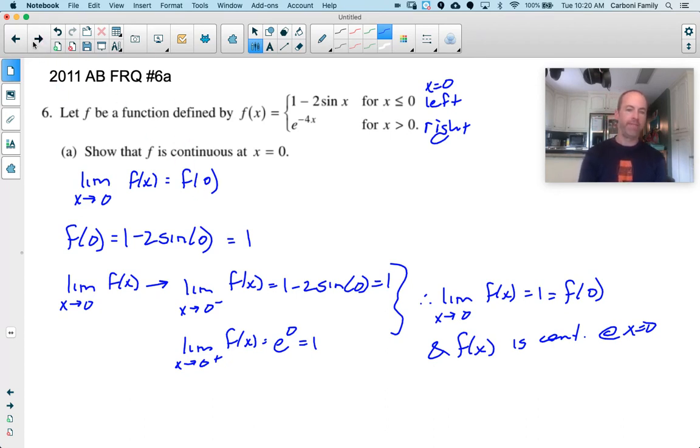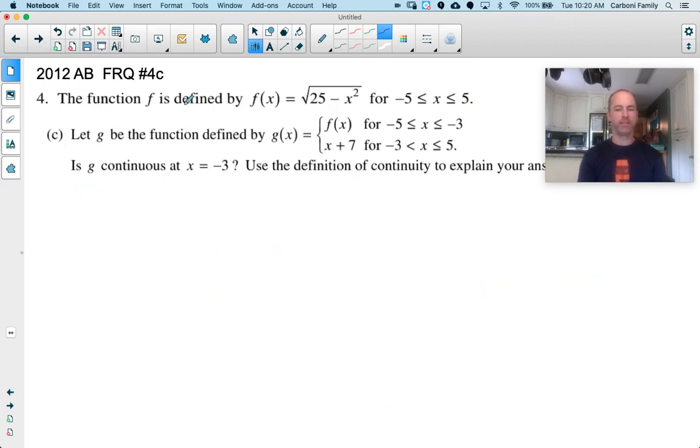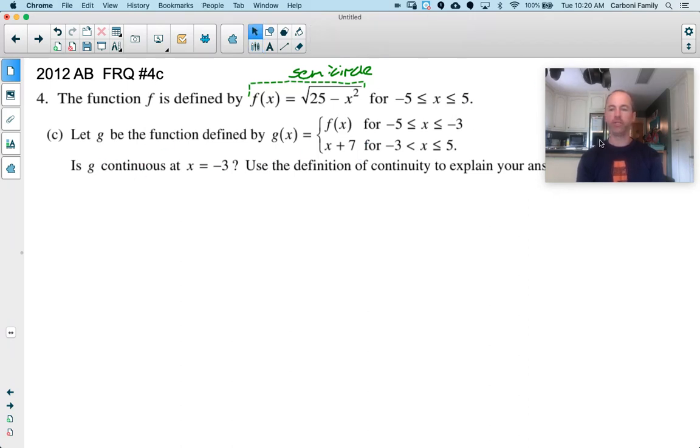And then the final one, 2012 for C, we have this function f of x here. Now, this is probably irrelevant to this problem. Maybe it shows up in other parts, but you should recognize the square root of 25 minus x squared as a semicircle. Good old function semicircle there. Let's see, g is this function. And the question is, is g continuous at x equals negative 3?